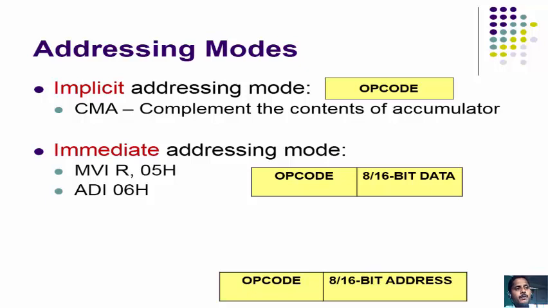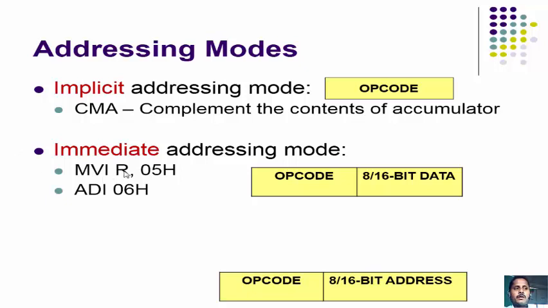So two examples are given. MVI R, 05X. Now in this particular example, MV indicates the move instruction, a data moving operation. MV means move instruction, and I indicates immediate, that is, move immediate.